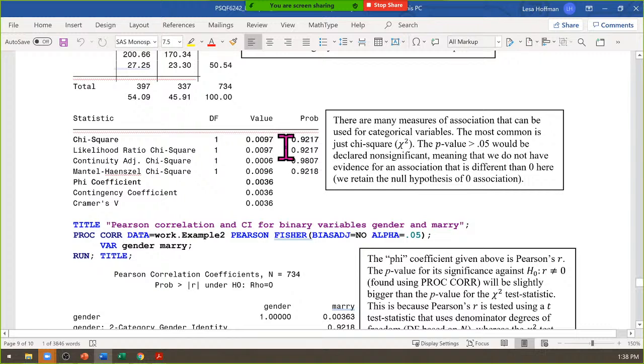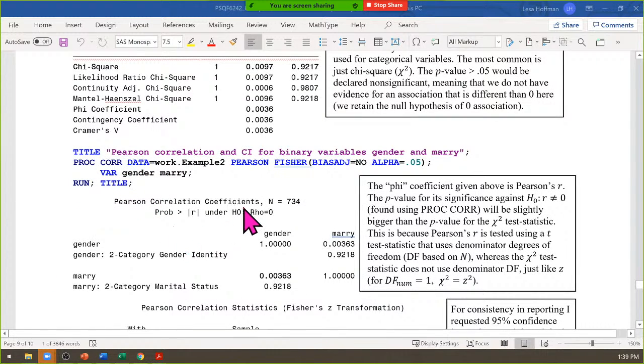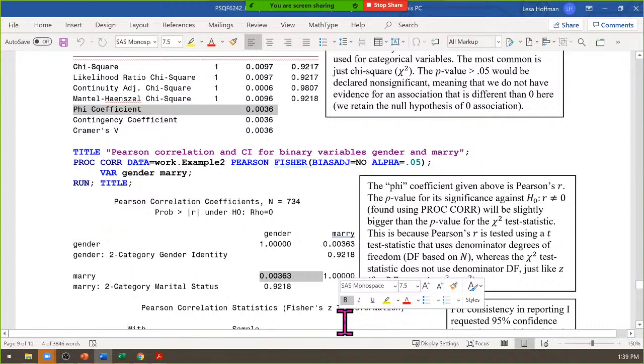To get an effect size for this chi-square statistic, so I know it's significant, I don't yet know my effect size. There are 2 different ways you can get to it in SAS. One is right here, and the other is down here under proc corr. I'm asking for a Pearson correlation between my 2 binary variables, and the Pearson correlation that it generated, my effect size, is 0.00363. That number was also found up here as a phi coefficient.